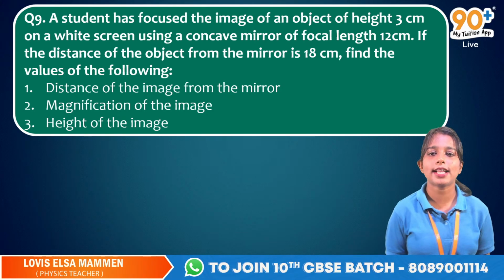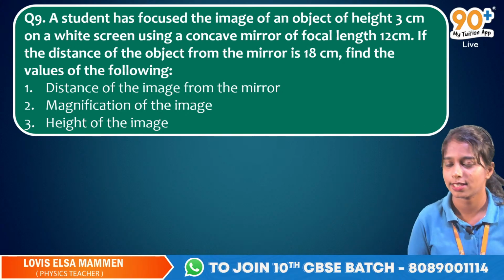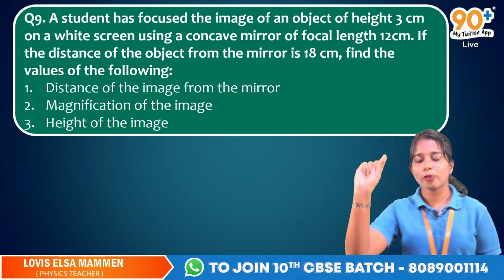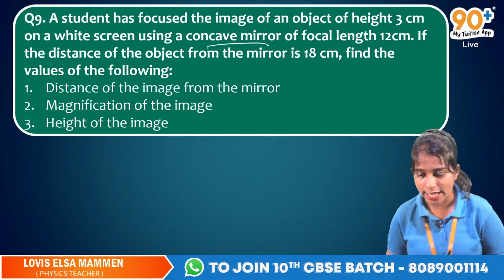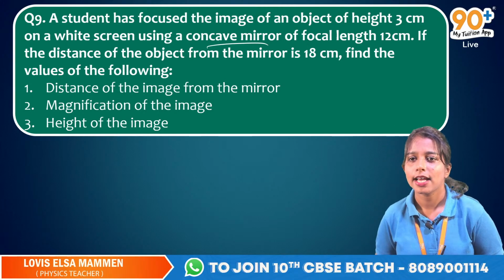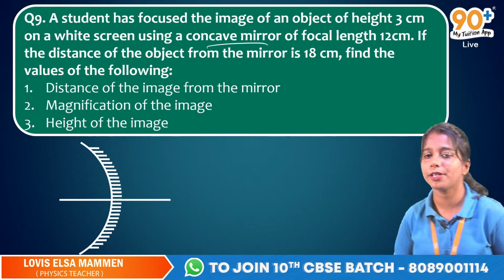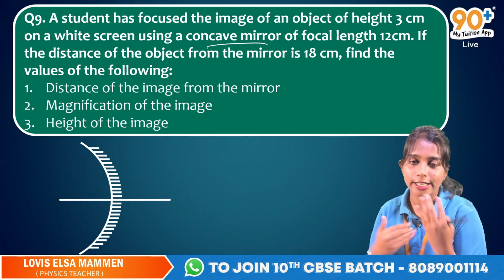If you get a question like this, first thing what you should be doing, identify which mirror it is. Okay, in the question itself it is given that it's a concave mirror. Yes or no? It's a concave mirror. Now then draw a concave mirror. Yes, we have drawn a concave mirror. Good. Now what all things are given? Identify that and place it.